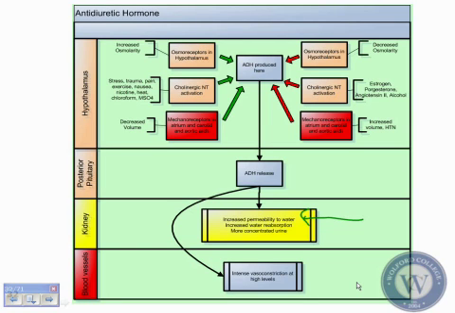Okay? Be careful if I tell you in a test question that it decreases permeability of water, that's not true. Antidiuretic hormone actually increases permeability and increases water reabsorption, and it leads to a more concentrated urine. Okay? Because urine basically has less water in it.